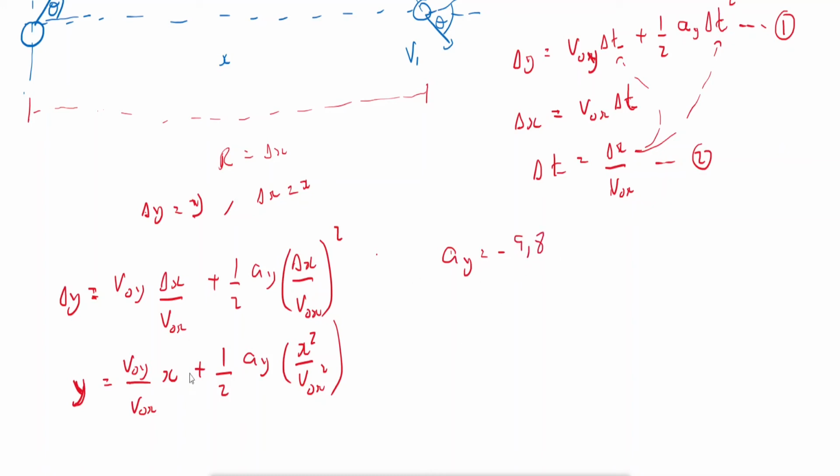Then I'm going to write everything. Let me not confuse you. So this becomes y, right? v0y over v0x in the x, and then I am going to have plus one half, minus 9.8, and then this is going to be x squared over v0x squared.